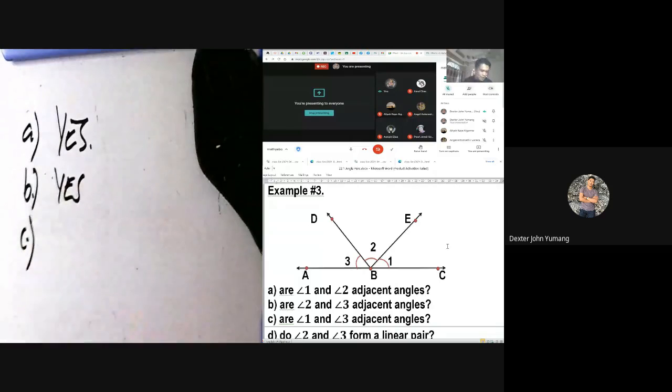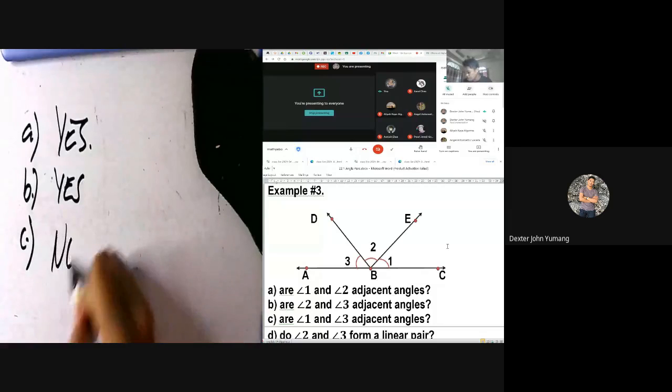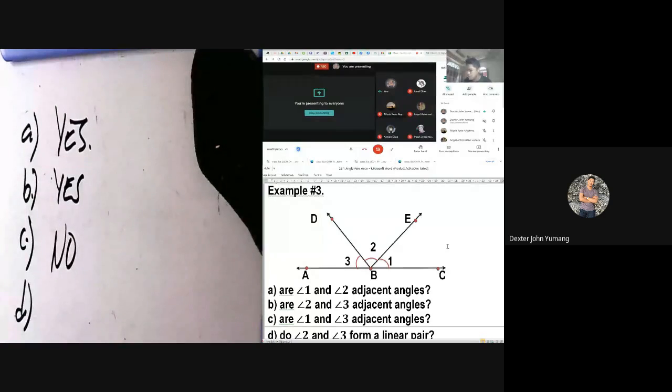Next, letter C. No daw po si letter C because angle 1 and 3 are not, hindi magkatabi. So no ang answer. Next, letter D. Tama po. Marami po nakatama.